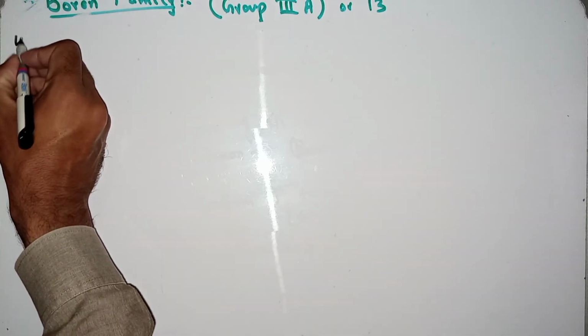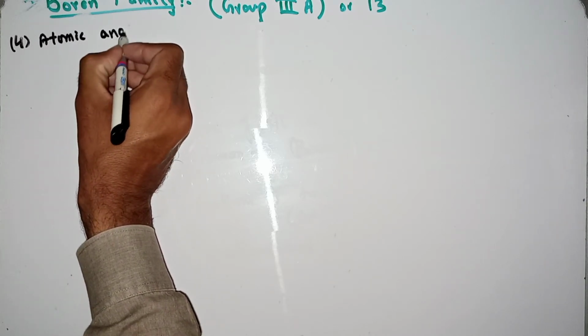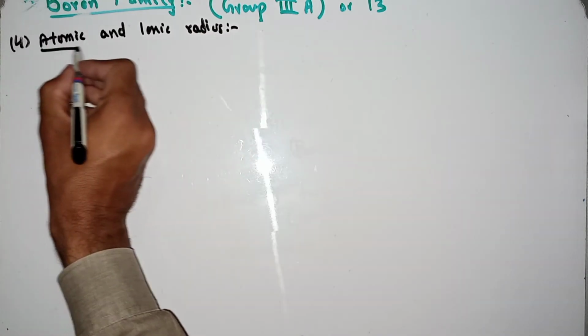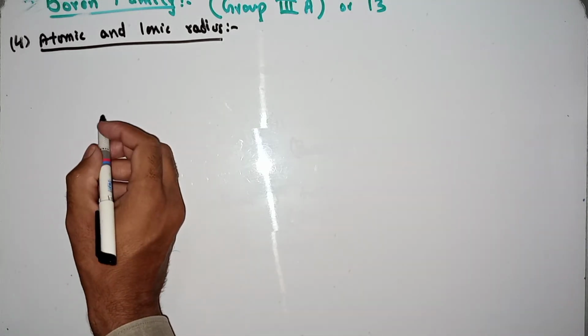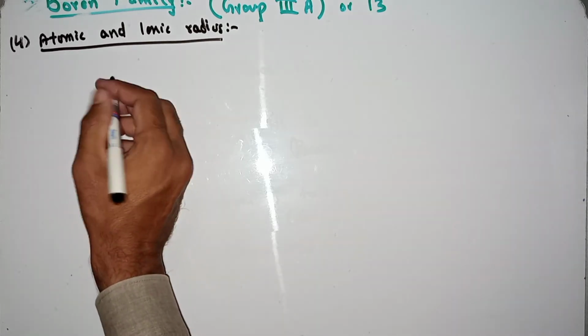This next characteristic is the atomic and ionic radius. Let's explain this. What is the atomic radius and ionic radius of the boron family? Here is some abnormal behavior in the group related to the atomic radius, not the ionic radius. Okay, let's start. The atomic radius increases.